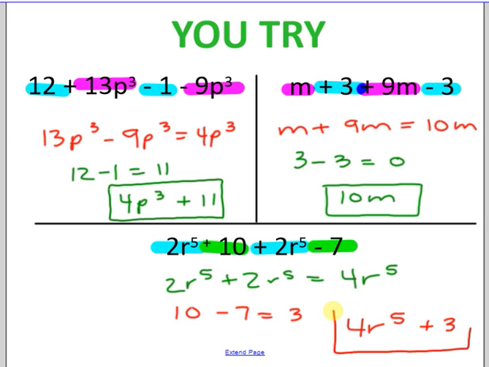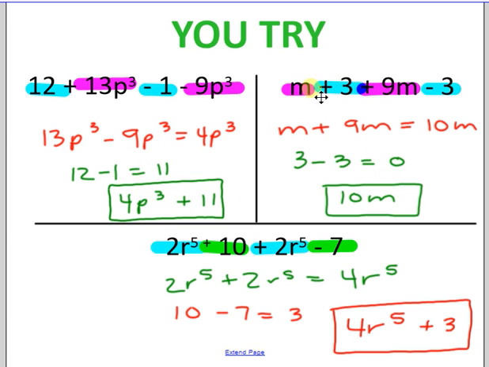Alright, if you're not done, go ahead and hit pause, and if you are done, let's go over it. So for the first one, you need to take 13p to the third minus 9p to the third, and you get 4p to the third. Then you have 12 minus 1 is 11. So your final answer is 4p to the third plus 11, and it's plus because the 11 is positive.